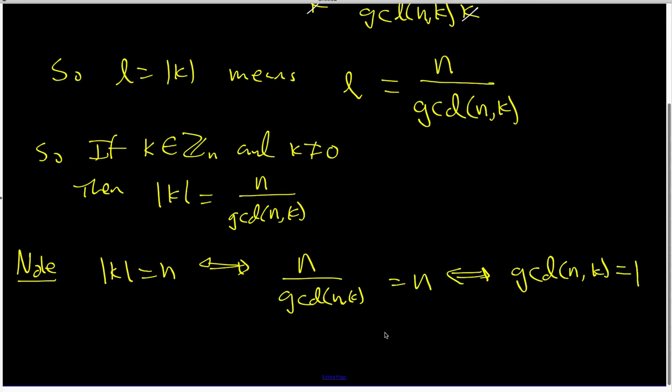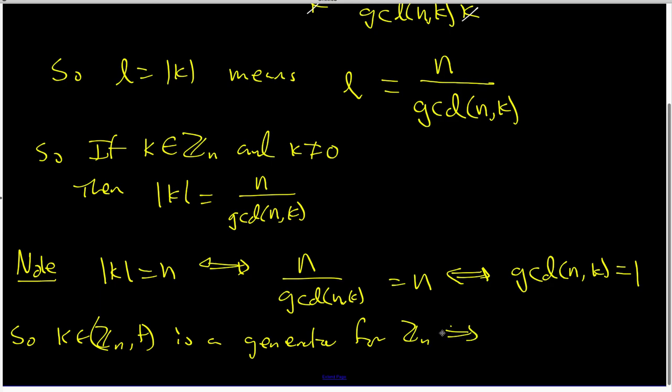So what we now have is an important fact. k inside Zn under plus is a generator for Zn if and only if the GCD of n and k is exactly equal to 1. In other words, n and k have to be relatively prime. When n and k are not relatively prime, the order is simply going to be n divided by the GCD. And that will have some important implications for other considerations.